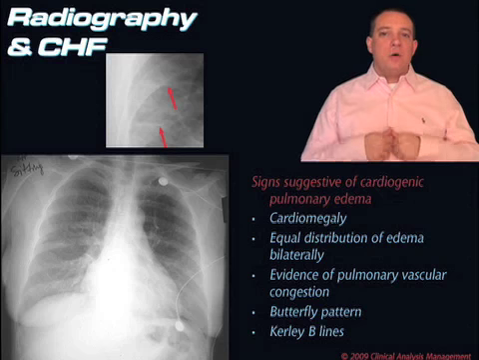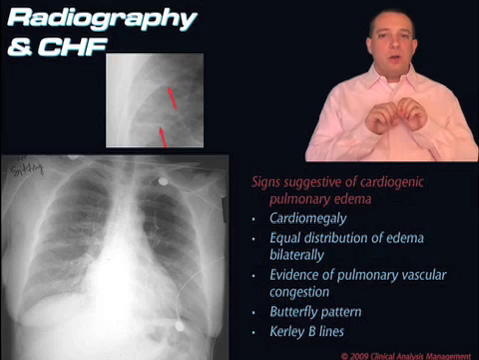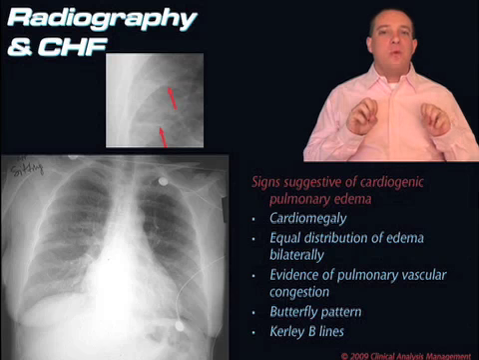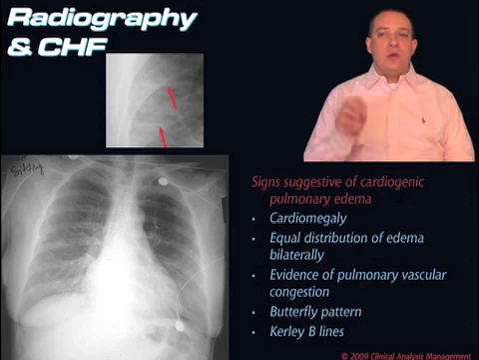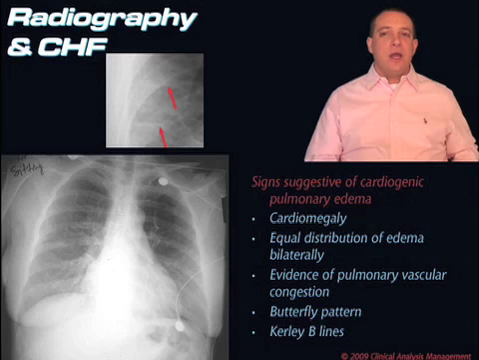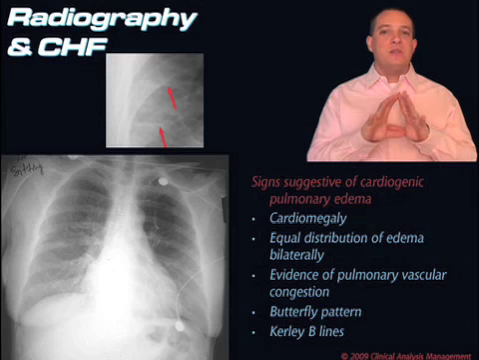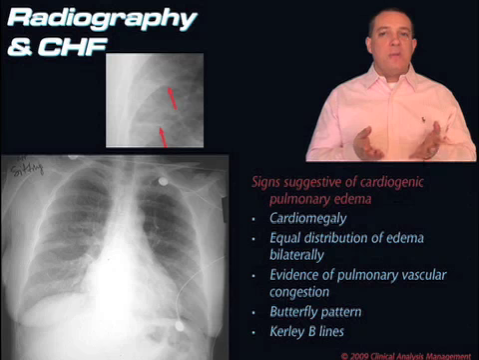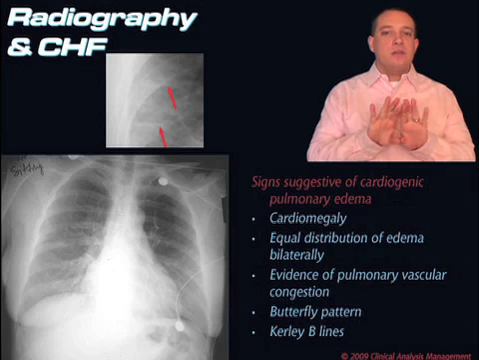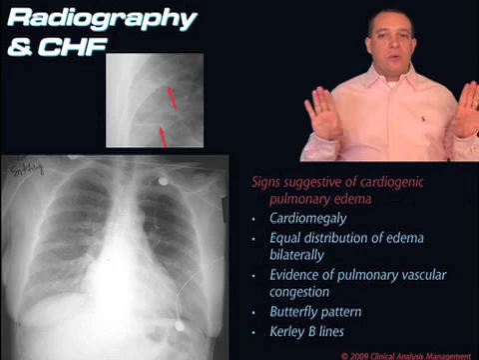Remember, with CHF, the whole problem is a backup of blood, and because there's a backup of blood, we're going to see that blood vessels engorge first before we actually start to see interstitial leakage of fluid into the interstitial space of the lungs. So the way that we can see that on a chest x-ray is, first off, we'll oftentimes see something called a butterfly pattern as the patient first starts to get CHF, and the butterfly pattern is a pattern that looks almost like the shape of a butterfly around the great vessels, because CHF is going to work its way out. It's going to go from the heart out towards the periphery.